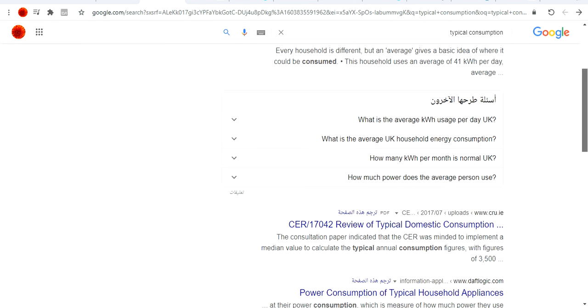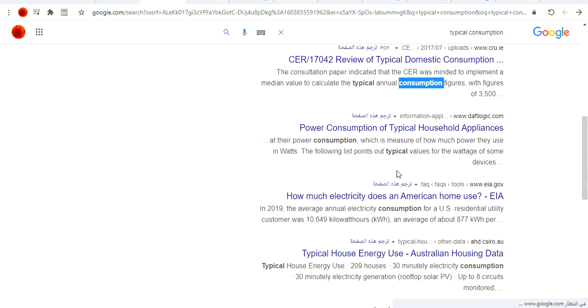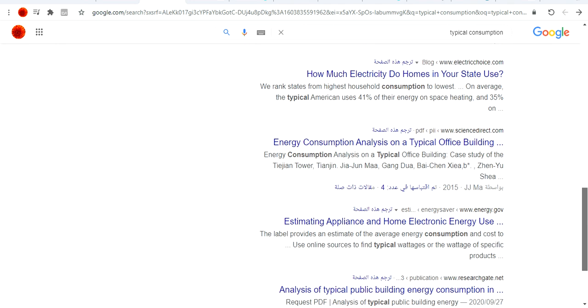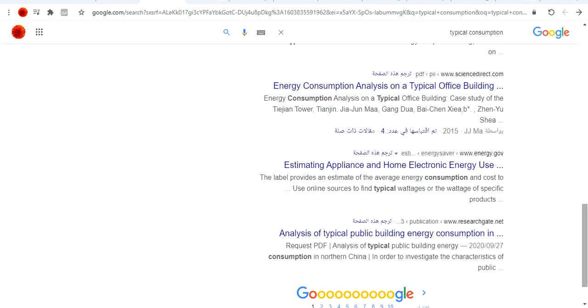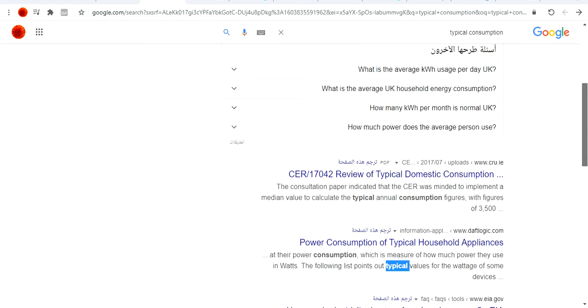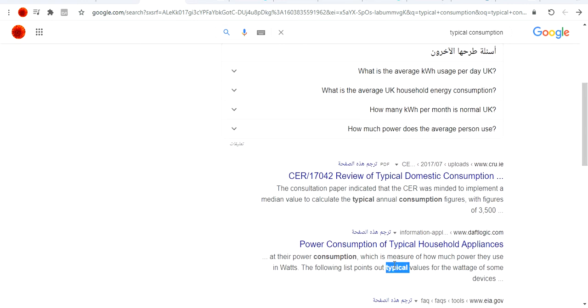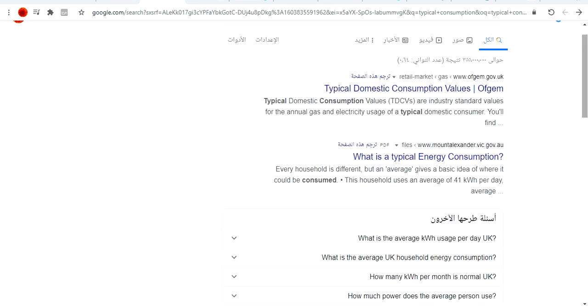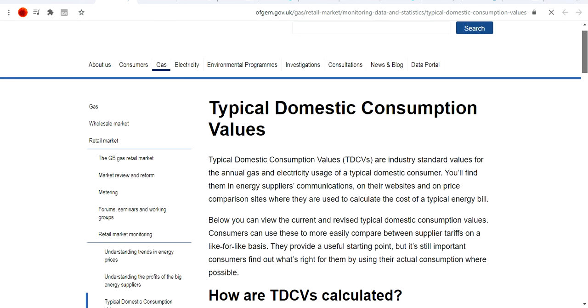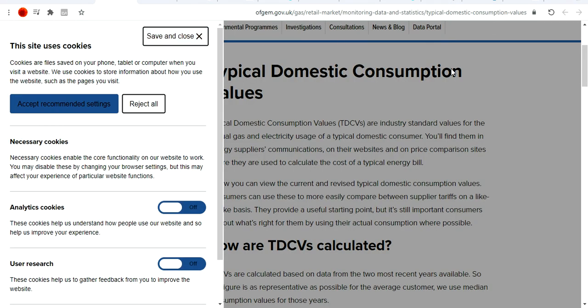Typical consumption here too, typical consumption in all the results. So here again we have, let's say, typical public holding energy. So I think that we found more results for the typical consumption phrase. Let me use this website to know what is found. Typical domestic consumption values. Here are the results of translation.